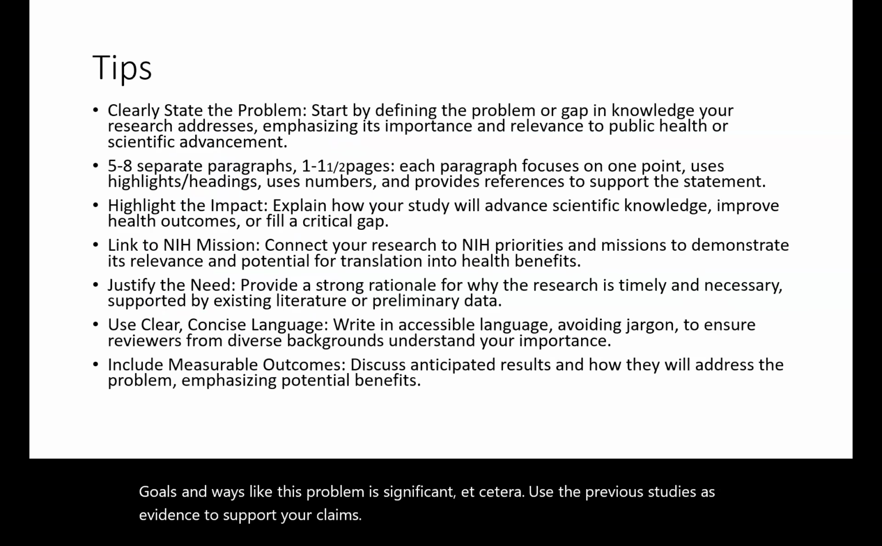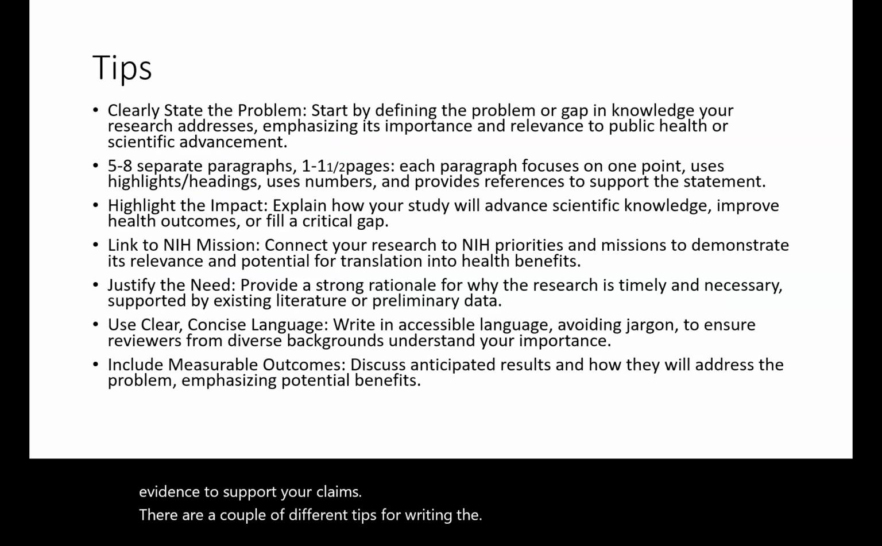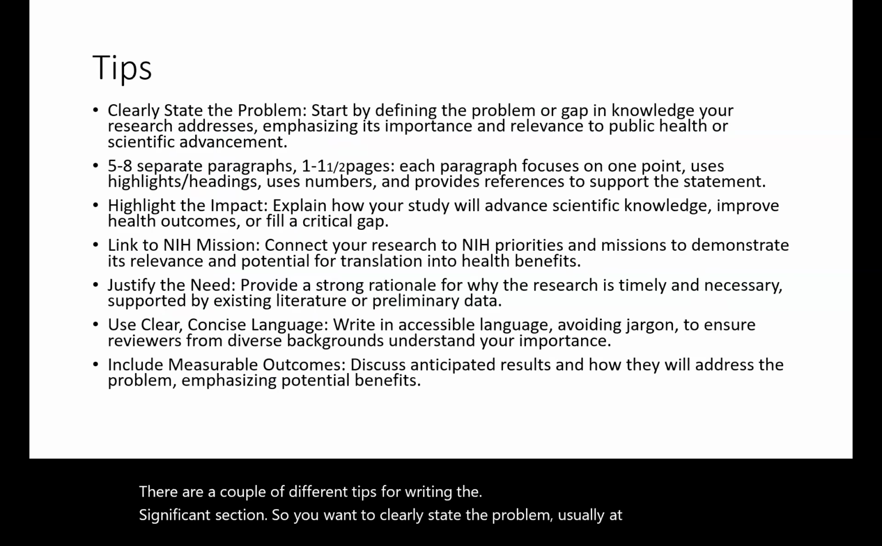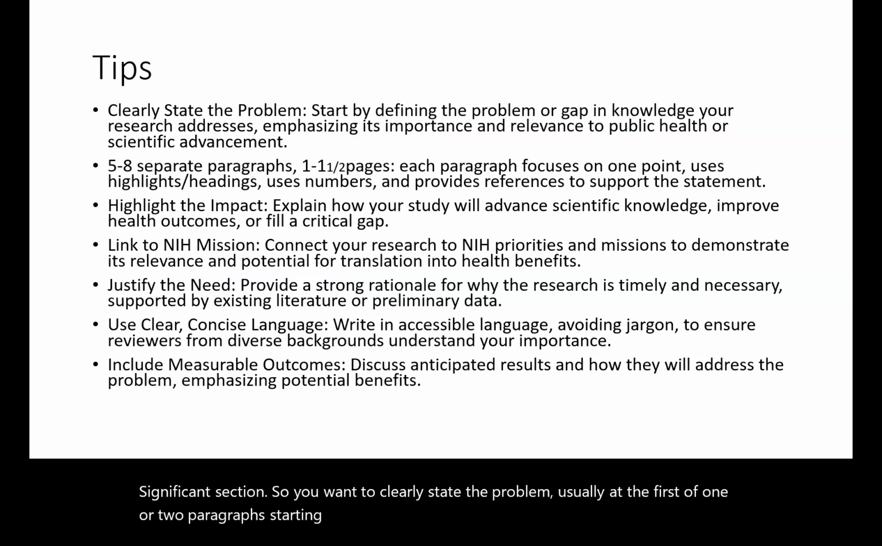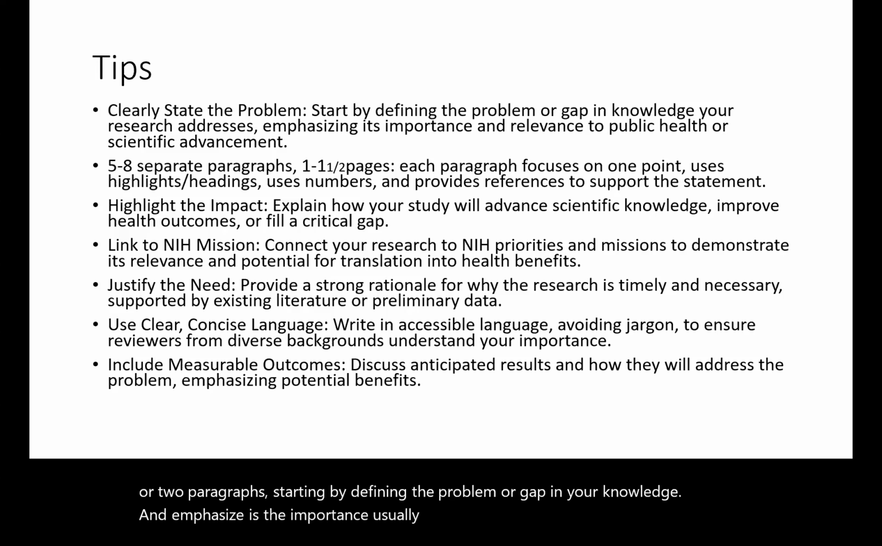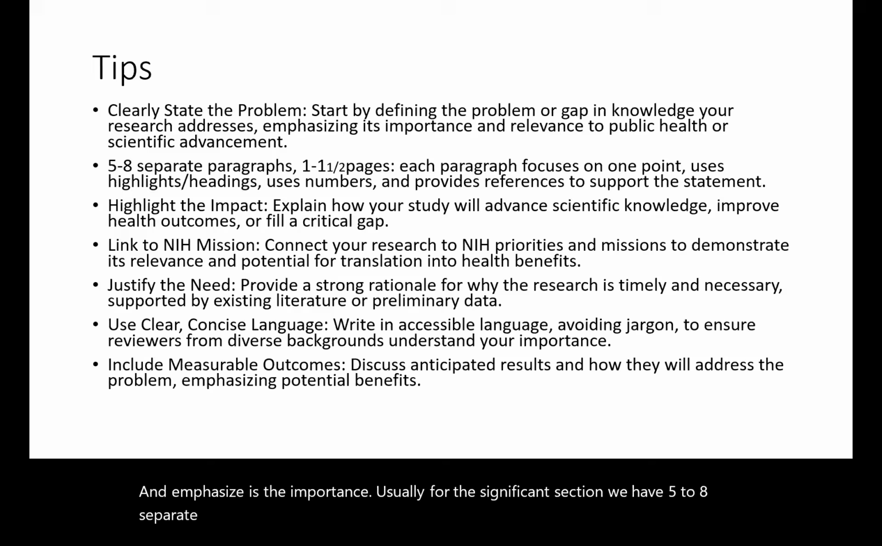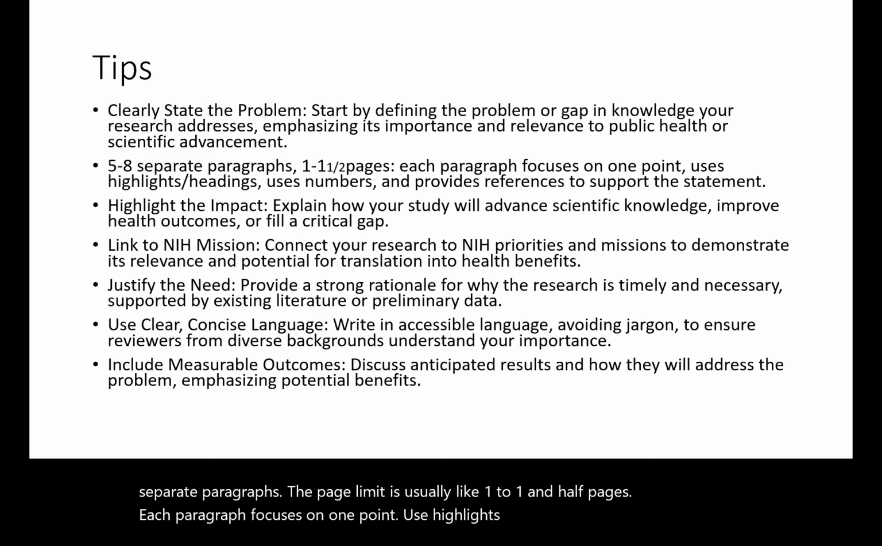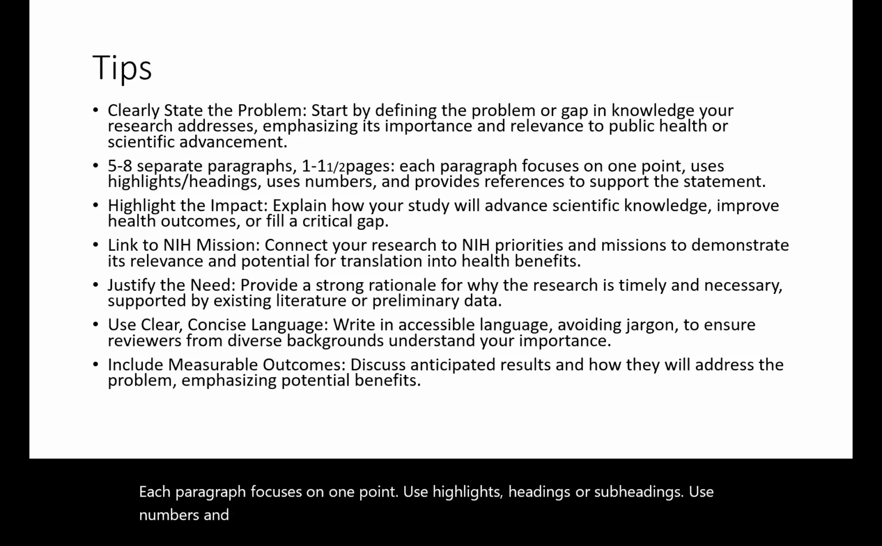There are a couple of different tips for writing the significance section. You want to clearly state the problem, usually in the first one or two paragraphs, starting by defining the problem or gap in your knowledge, and emphasize its importance. Usually the significance section has 5 to 8 separate paragraphs. The page limit is usually 1 to 1.5 pages. Each paragraph focuses on one point. Use highlights, headings or subheadings, use numbers, and provide references to support the statement.